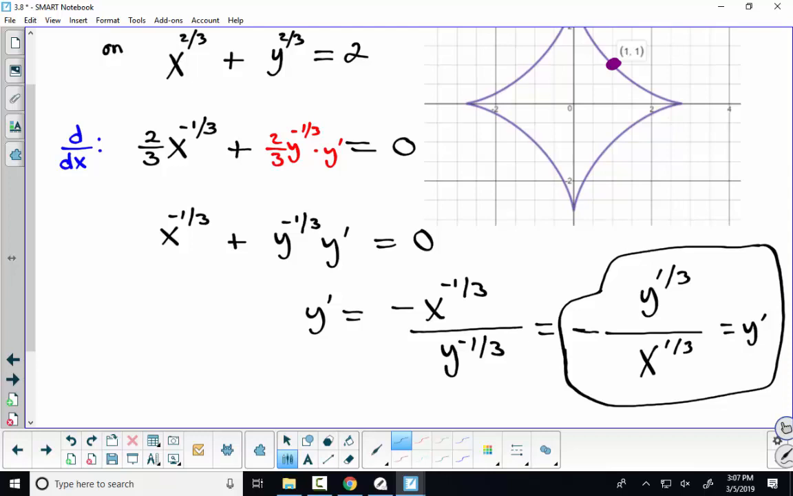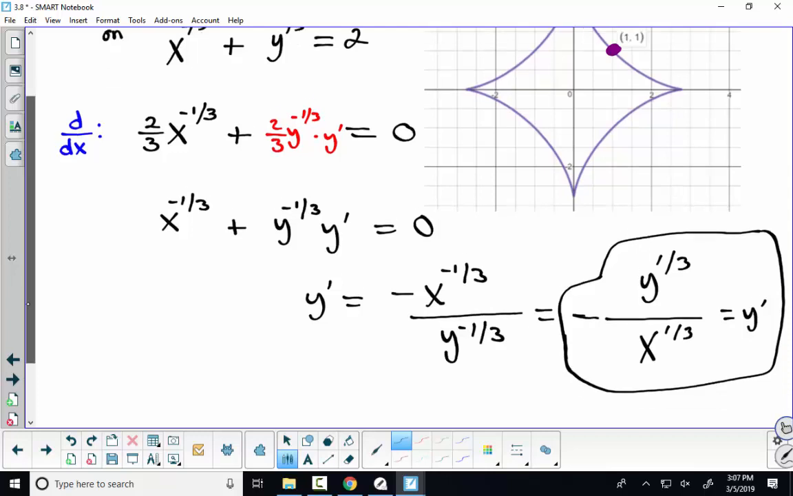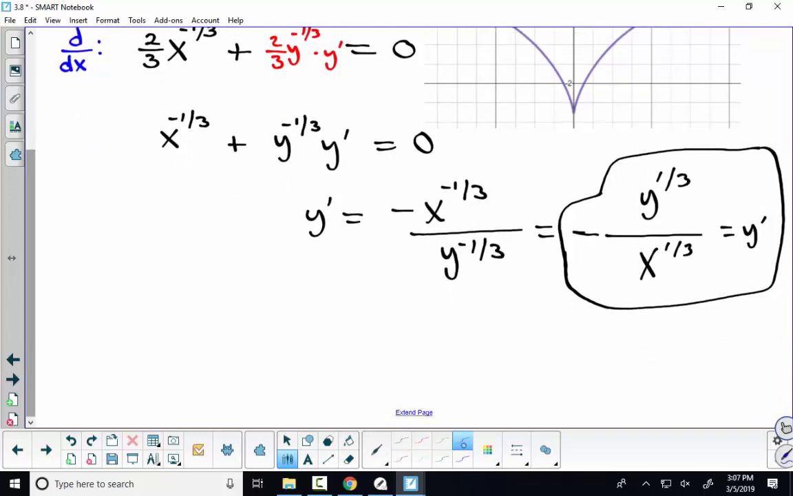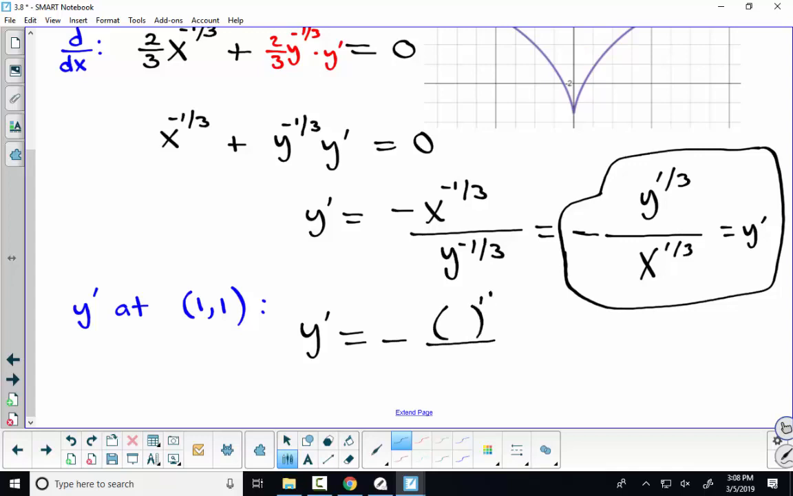Okay, so there's the derivative at any point on this weird diamond thing. We want the slope of the tangent line, or the derivative, at 1, 1. The negative of 1 to the 1/3 over 1 to the 1/3 gives us what? Negative 1. Yeah, negative 1.